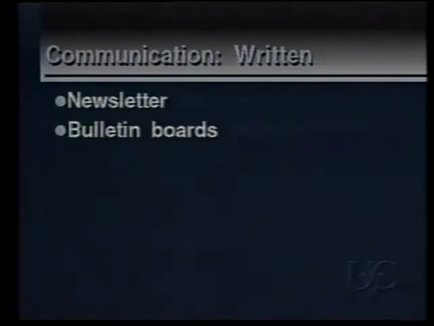Another form of written communication that we used was electronic bulletin boards. All of Schlumberger is connected via a corporate-wide computer network, and we used this network as a means of sending electronic mail to engineers all over the organization. A couple of the bulletin boards are actually mainly focused on software engineering or software development topics.